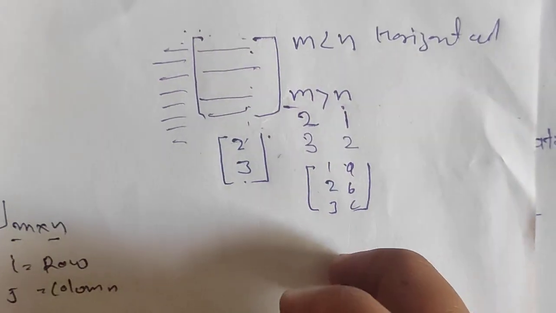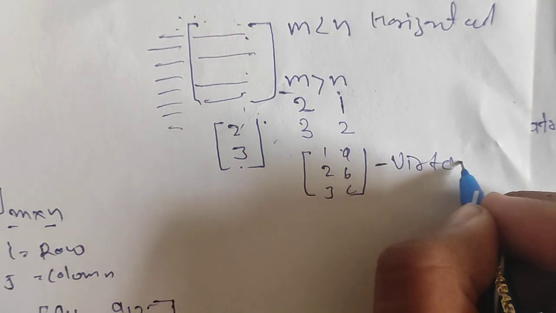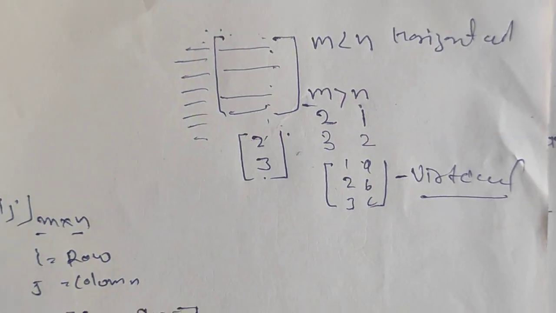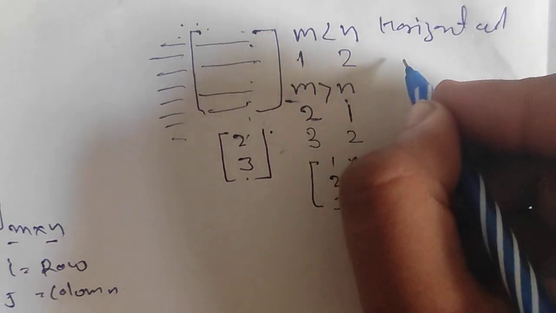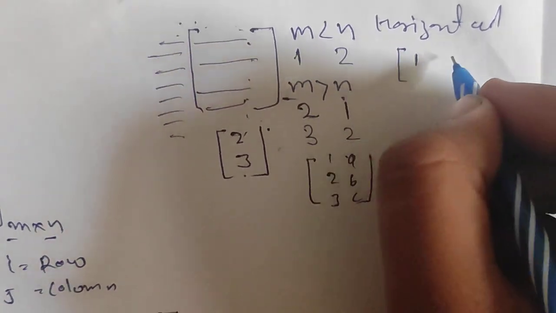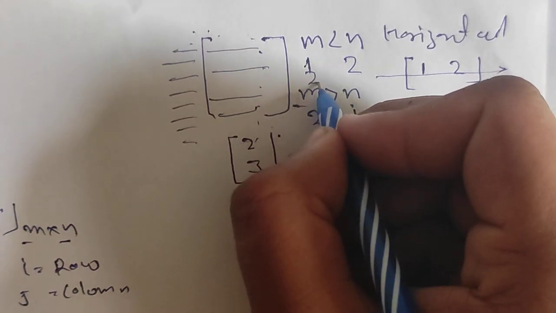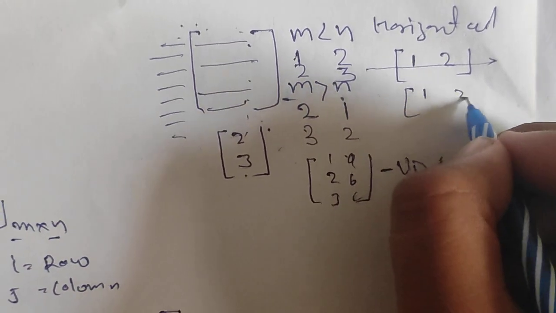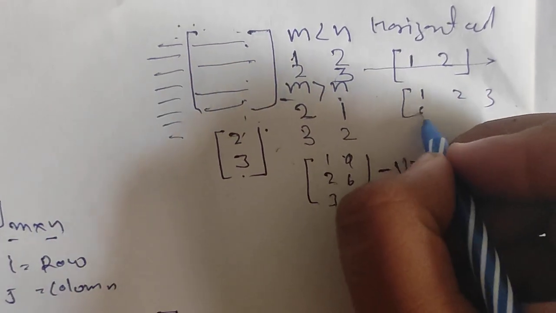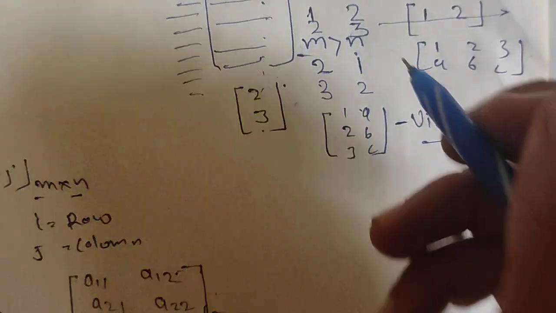I hope you understand what I said. We proved that for m greater than n, it becomes vertical, so for less than it is horizontal. See, if m is 1 and n is 2, say 1, 2, so this becomes horizontal. Similarly, if this is 2 and this is 3, say 1, 2, 3 and a, b, c, then we can say it depends on the number of rows.